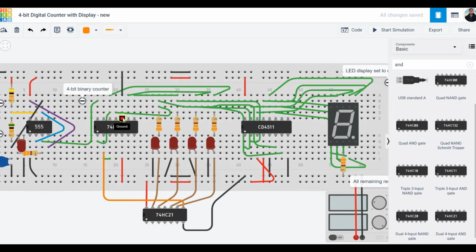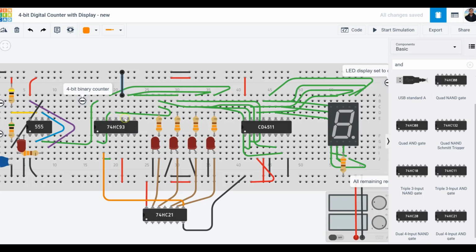This is ground, so it's connected to the ground, and this pin is power, so it's connected to the positive rail of the breadboard. You have output bit 1 and output bit 2. So these are the 4 outputs which are going to generate a binary code.